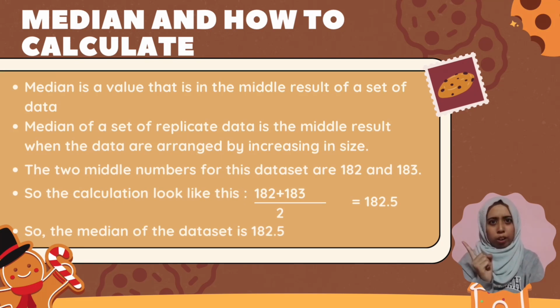Next, we will move on to the definition of median and how to calculate it. I will also show you guys the calculation of median for this cookie experiment. The definition of median is a value that is in the middle result of a set of data. Median of a set of replicate data is the middle result when the data are arranged by increasing size. Continuing back to our calculation, the two middle numbers for this dataset are 182 and 183. To find the median, the sum of these two numbers is divided by 2. So, the median for this dataset is 182.5.